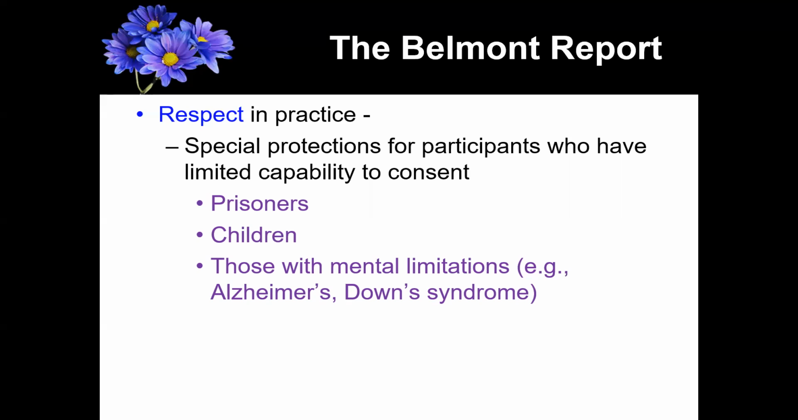The same goes for people with any kind of mental limitations, something like Alzheimer's, Down syndrome. Even if it's a fully grown adult suffering from one of these things, the same logic applies as with children. They're not mentally capable enough to make the decision fully on their own. So there's extra steps involved.